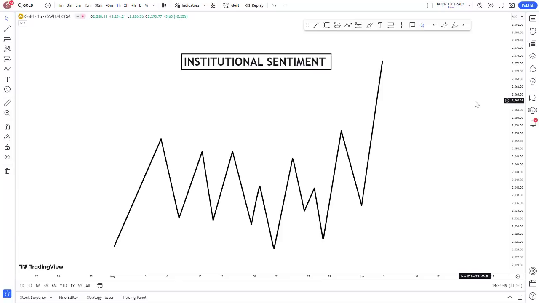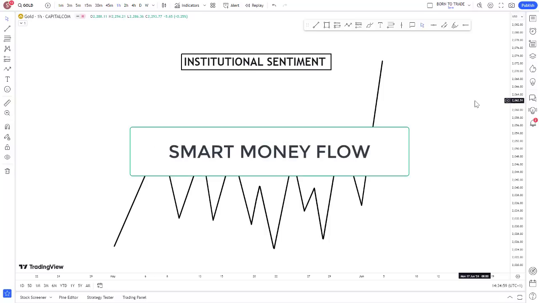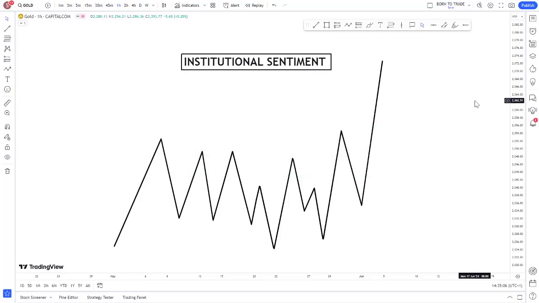Today we'll be talking about institutional sentiment. Institutional sentiment can also be called smart money flow, that is understanding how the institutions flow in the market. Before the end of today's lesson, you'll be able to identify potential trend reversal with institutional sentiment. By having the general understanding of how smart money moves in the market, you can identify potential trend reversal.